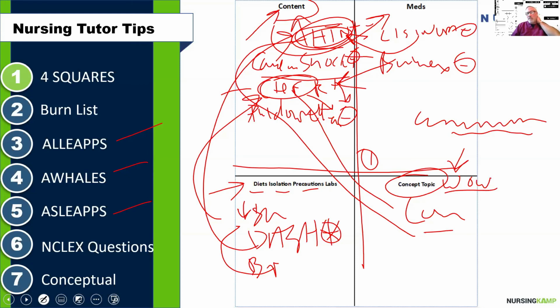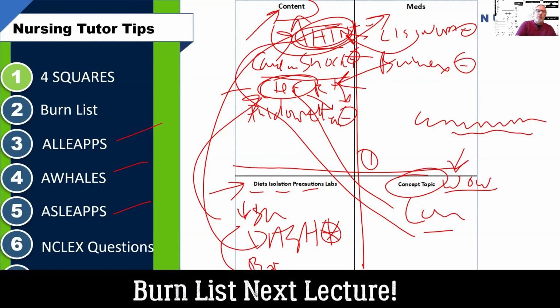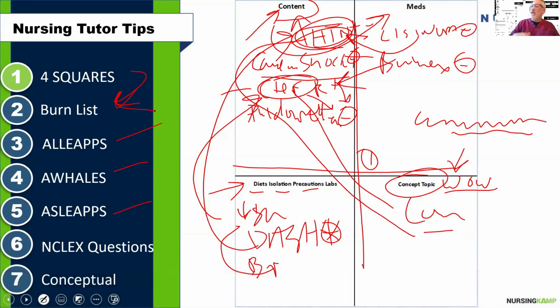Okay, so what else is this needed for? Well, one of the things is that you want to start to build what's called a burn list, which is the next portion of this lecture, where I'm going to bring this and we're going to talk about the burn list next. And then we're going to break down how well you truly know this information. All right, I'll see you on the next video.